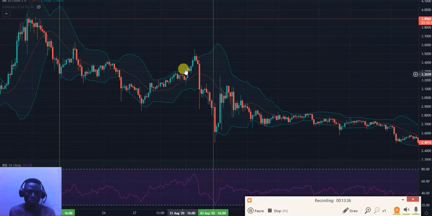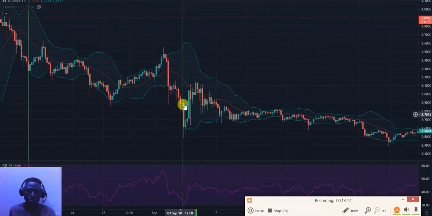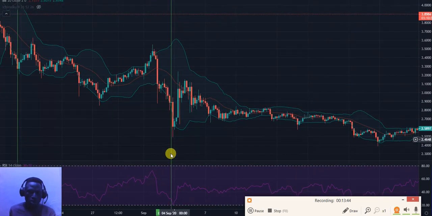Look at this one too. It came out. It didn't touch the band of the other side. You leave the trade. Look at this point here too. It came out of the lower band of the Bollinger Band and it touched the lower band of the RSI. You take a buy trade.